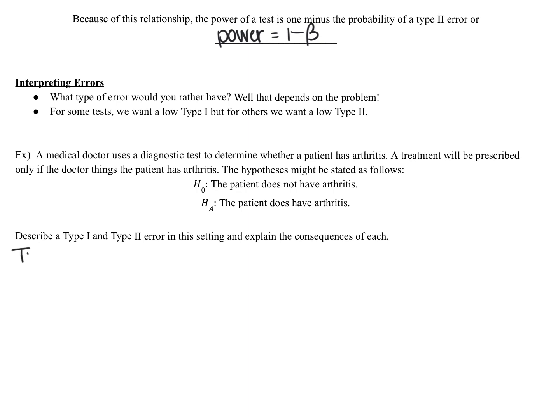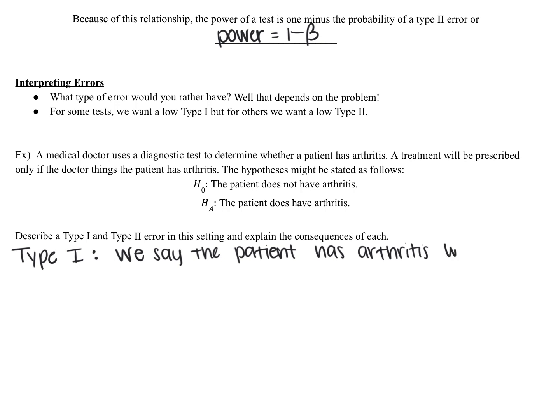So we'll start with our type 1 error. If you remember back, type 1 is rejecting when you should have failed to reject. So we say the patient has arthritis when they really don't. And a consequence of this could be that the patient gets unnecessary treatment.